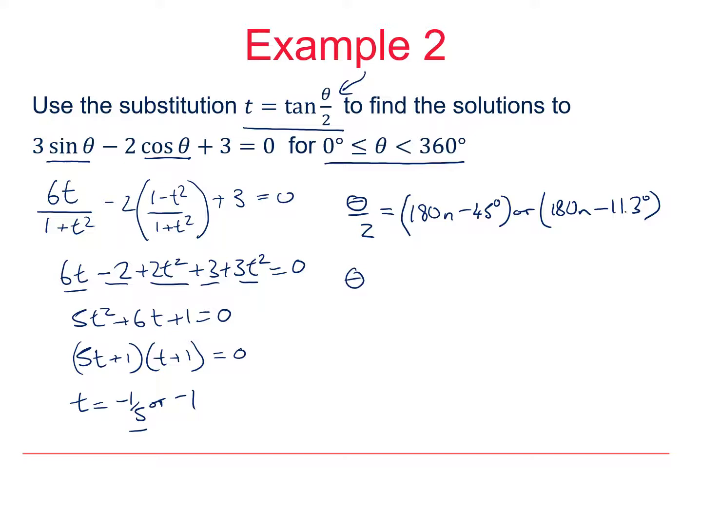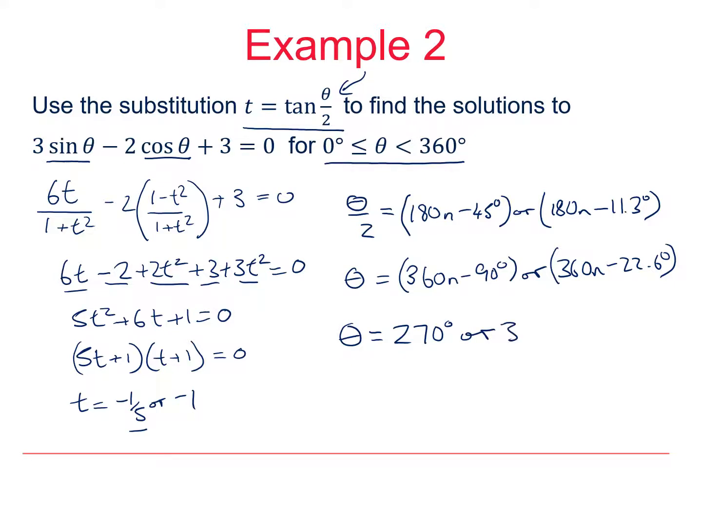So doubling up for theta, 360n minus 90 degrees, or 360n minus 22.6 degrees. Now we've only got one value. You see theta is now repeating only once every 360, and so there's only going to be one value for each of those. So we've got 270 degrees or 337.4 degrees.